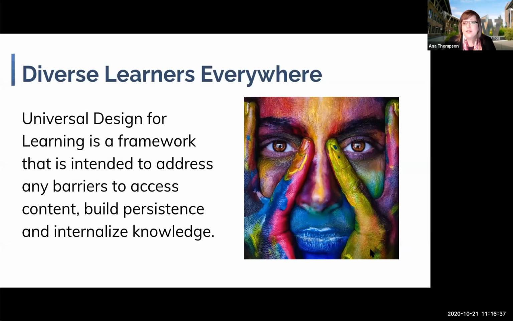And we're diverse. I mean, we're human, we're all different. And one thing about universal design for learning is that I mentioned that it was based in neuroscience, and that we're different and we have different brains. We have different needs. We bring our own emotions, our own experiences, our own perceptions to the environments in which we come in. And UDL helps us remove barriers and build persistence and help us so eventually we'll internalize that knowledge.